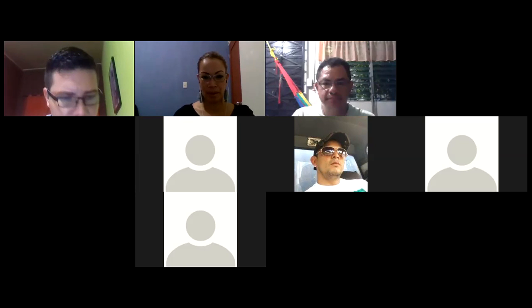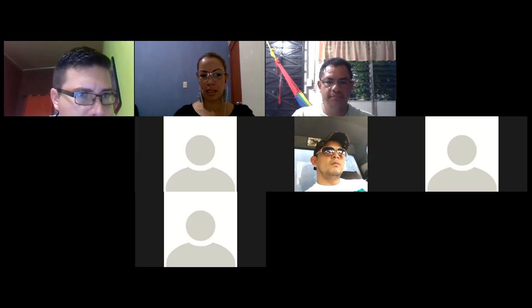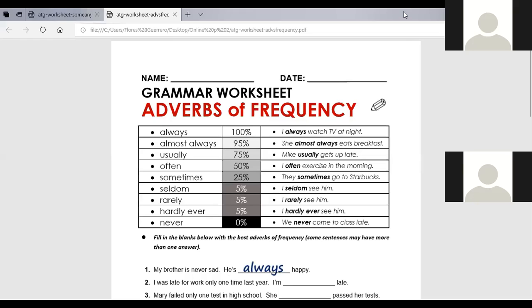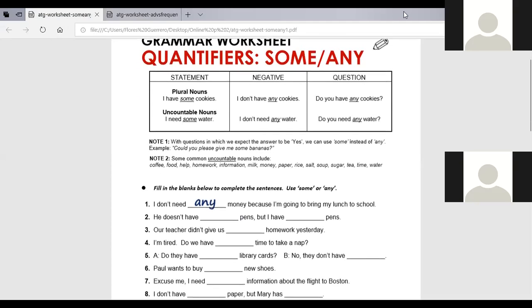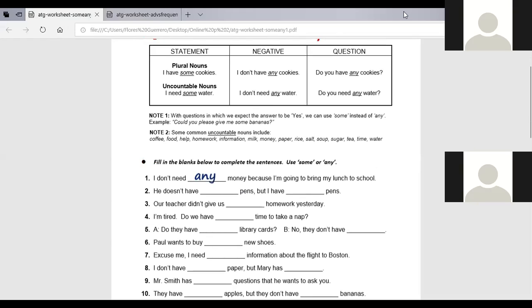Okay. Let us see. What else is it? Another topic that we studied was the use of some and any, right? También estudiamos el uso de some y any, okay? And this is a kind of test where we're going to check understanding. Remember that we use some with plural nouns and uncountable nouns.